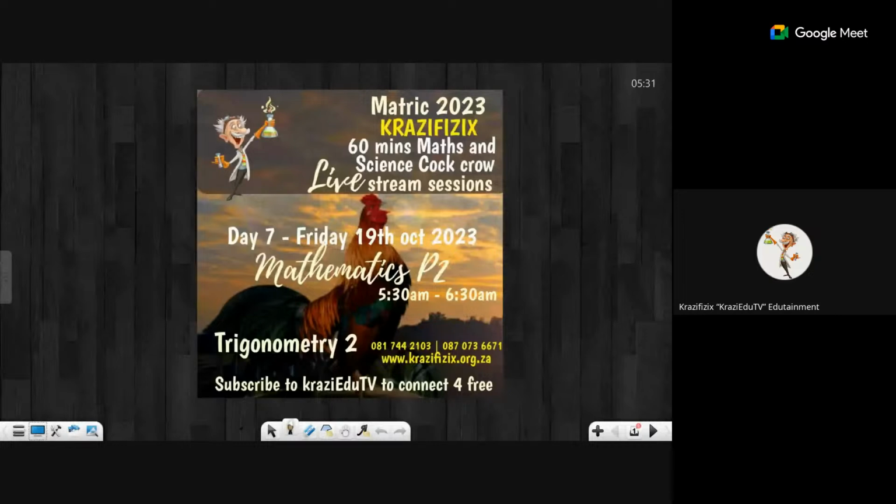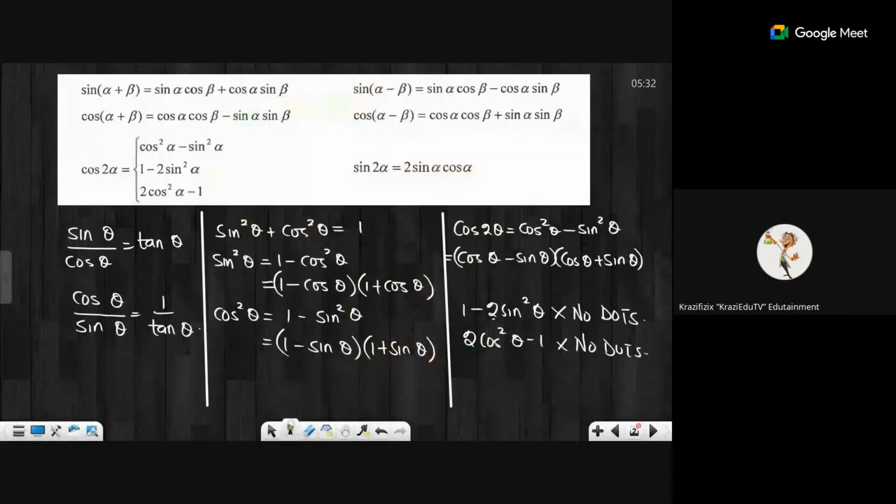Okay, awesome. So let's get on with work as quickly as we can. This morning we're looking at trigs. Remember all your trig formulas. We spoke about this in our first lesson. We spoke about all of this trig.